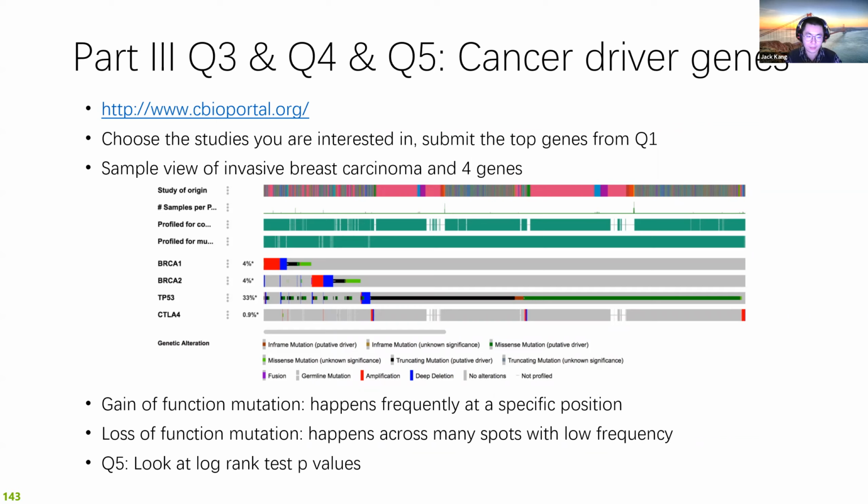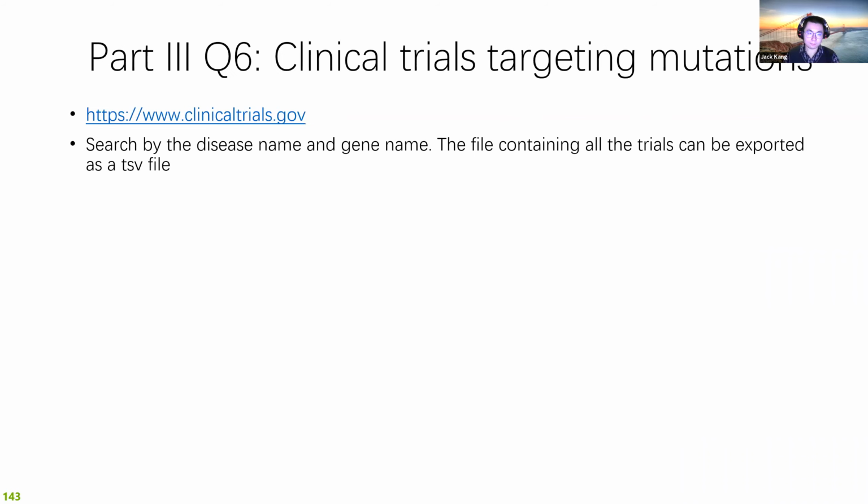And question 5 is very easy. It asks you to determine whether patients with a mutation have better survival compared to patients without the mutation. So you just need to look at the survival curve, which this website will generate for you, and take a look at its log rank test p-value to see if the two survival curves, with the mutation or without the mutation, are significantly different.